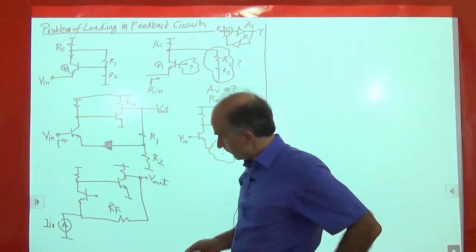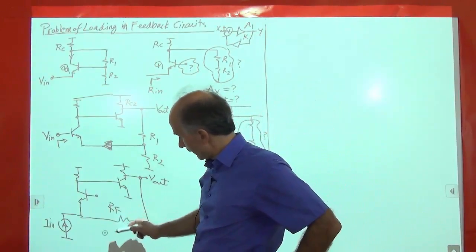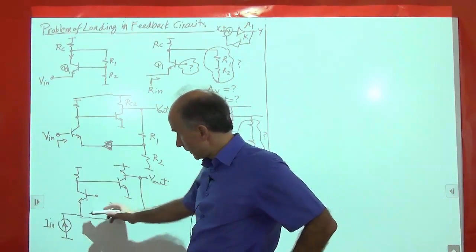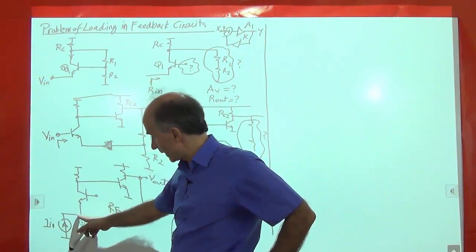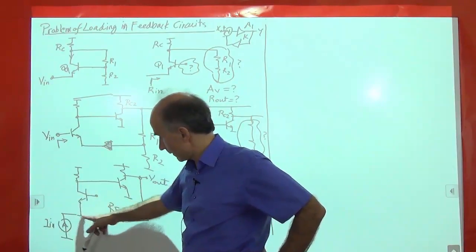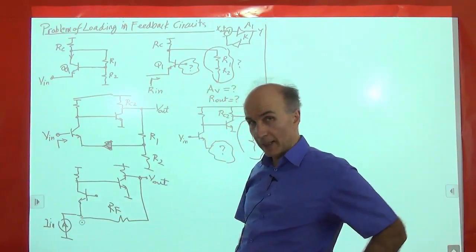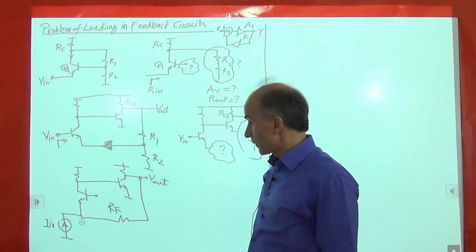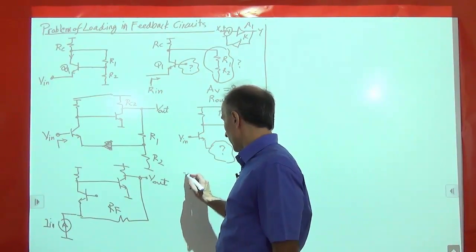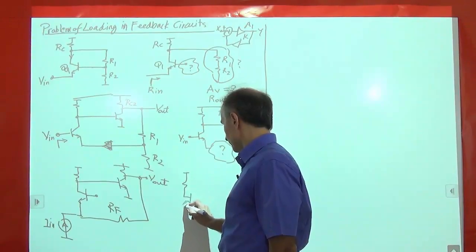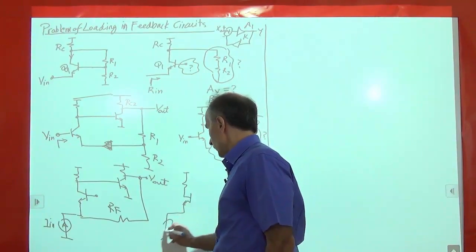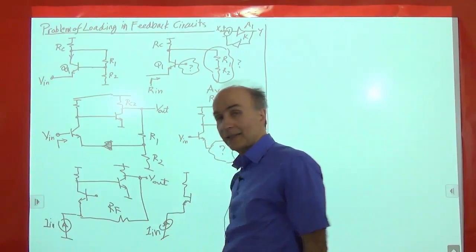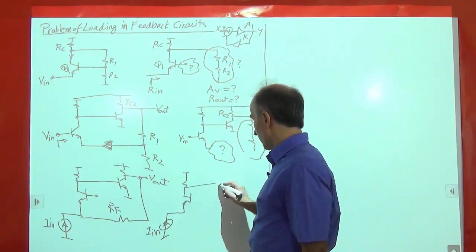Okay, so again, the same problem happens. This RF is loading the output node, and it seems to be loading the input also, right? If the current's coming in, not all of it goes this way, some of it goes this way. And that's again not something that we had intended to do. So we have a problem here. So if you draw the open loop circuit, I'm trying to find the open loop parameters, the open loop input impedance and gain, and the open loop output impedance, right?